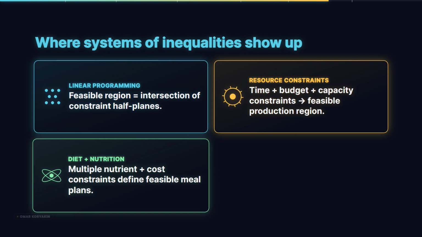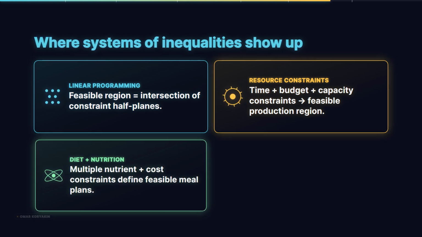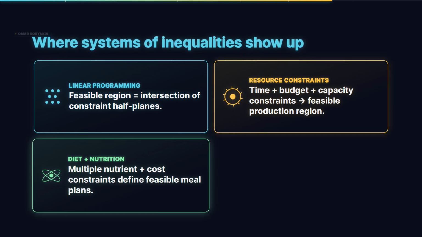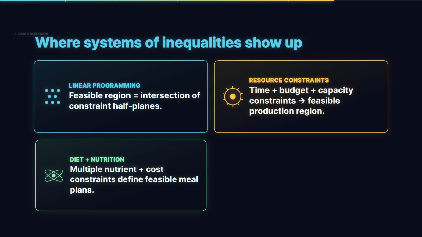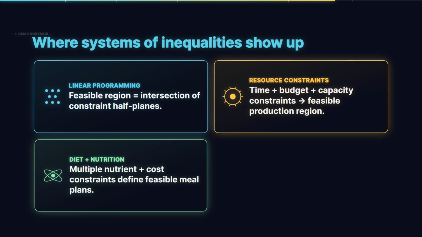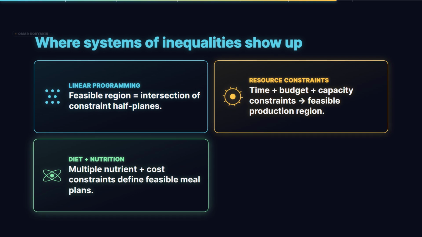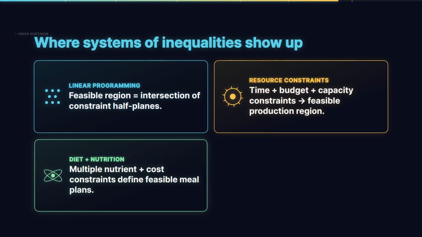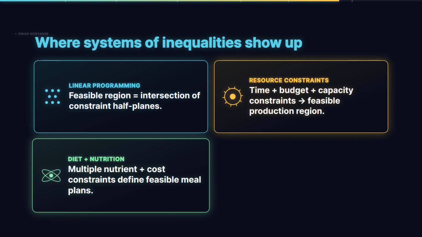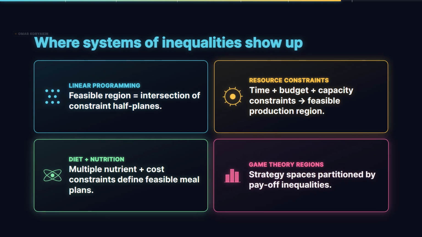In diet and nutrition planning, meal plans are constrained by multiple nutritional requirements, calorie limits, and budget caps. Each constraint becomes a linear inequality in the food quantity space, and the feasible region is the set of meal plans satisfying every requirement. Linear programming applied to such systems produces optimized diet plans for hospitals, athletes, and dietary intervention studies, all built on the system of inequalities mathematics from today.